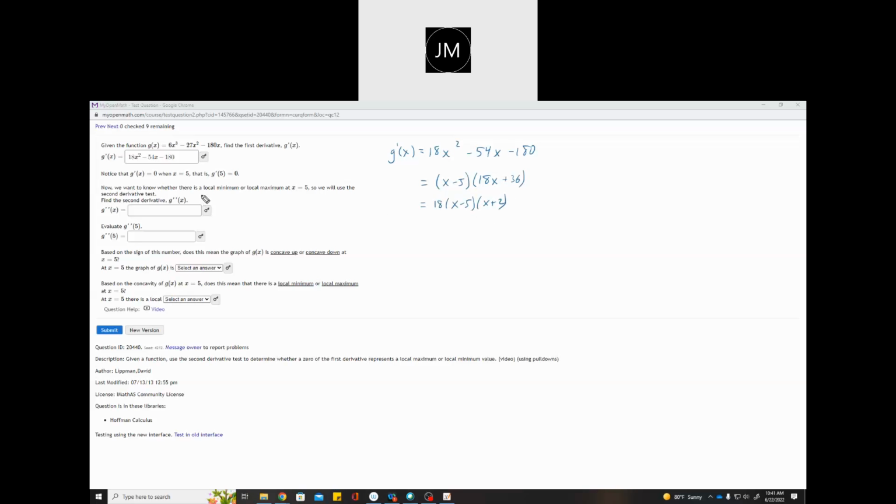Now we want to know whether there's a local minimum or maximum at x equals 5, but we're going to use the second derivative test. So instead of making my number line and testing intervals here, we're going to take the second derivative. Okay, so the 2 comes down, so I get 36x minus 54.